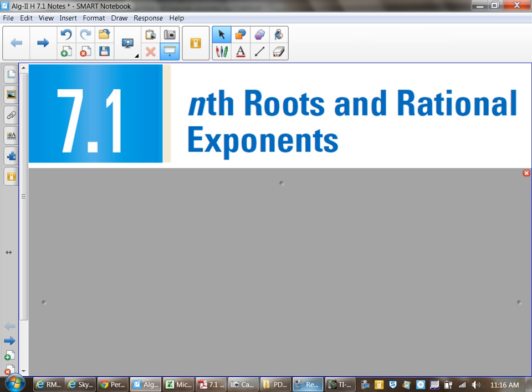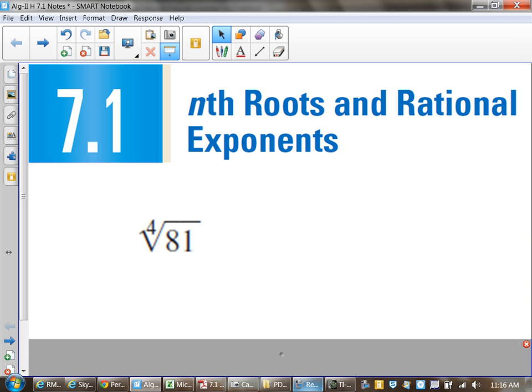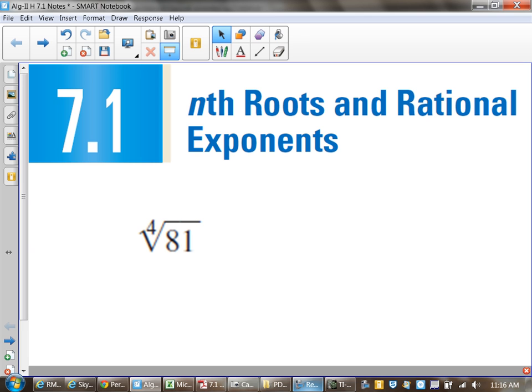Rational exponents. Remember, we're talking about rational exponents. We're talking about nth roots. Remember, your rational numbers are going to be the ones you can write as fractions. In this case here, we're talking about what's called a fourth root. We've discussed a little bit of this in the past. We've talked about how this stuff looks.